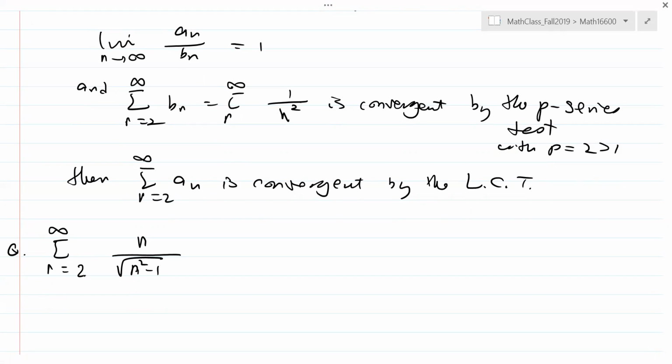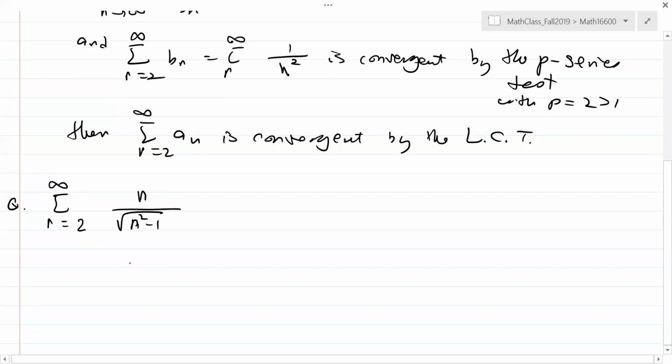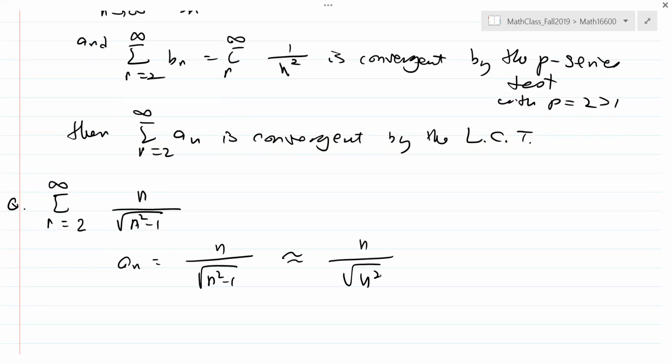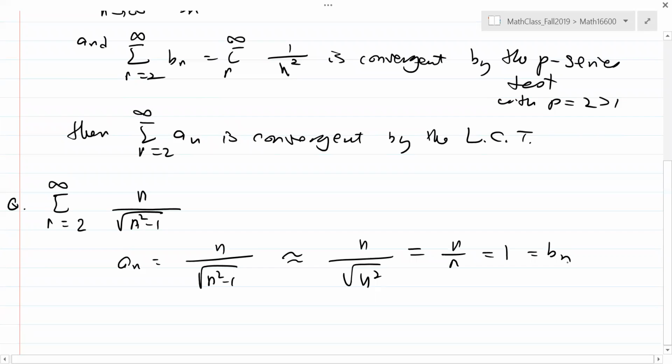To solve this problem, you can actually use two methods. First of all, you're trying to see what this looks like. It is done the same way: drop the terms which are dominated by n squared. So after simplifying, it's going to be n over n, which is just 1. This is your b_n. Cool. So you can still use a limit comparison test to prove it's divergent.